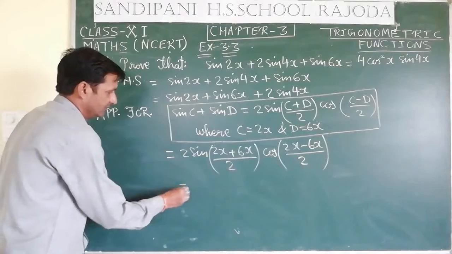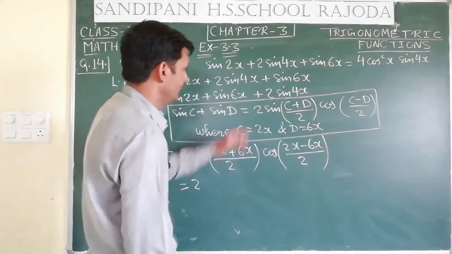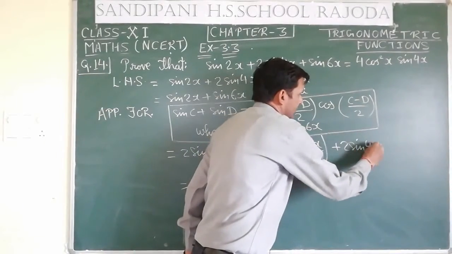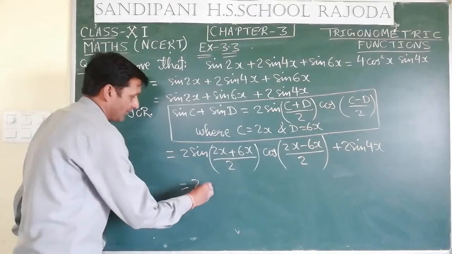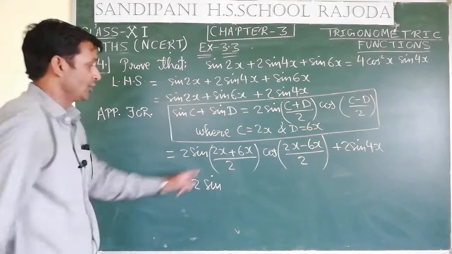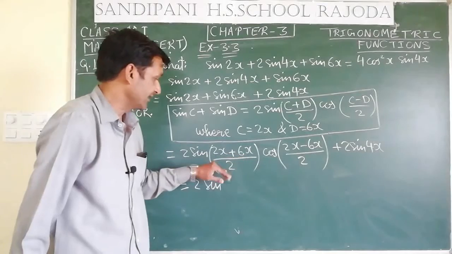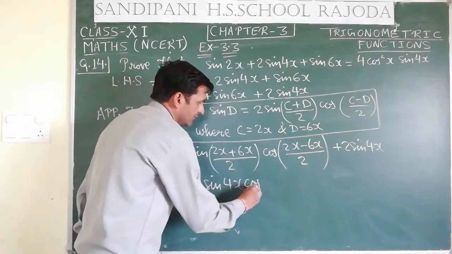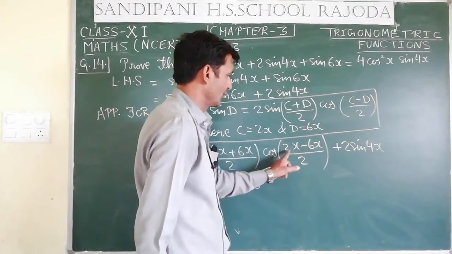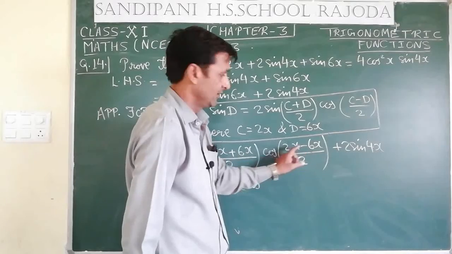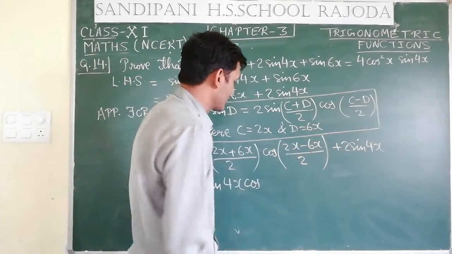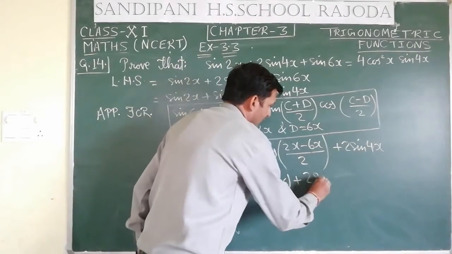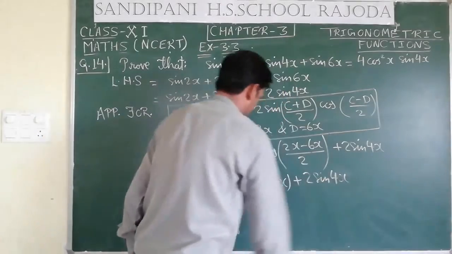So it will be, now this part is also remaining, so plus 2 sin 4x. So it will be 2 sin of (2x plus 6x), that is 8x, 8x by 2 means 4x. 2 sin 4x cos of (2x minus 6x) means minus 4x. Cos of minus 4x by 2 means minus 2x. So it will be cos minus 2x plus 2 sin 4x.